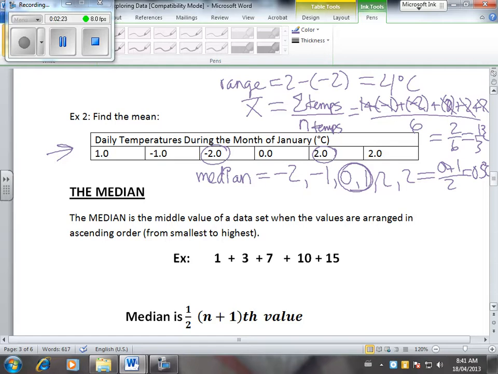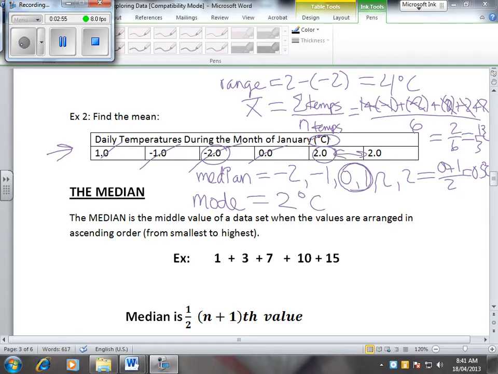And remember that every single time you give an answer in range, median, mode, mean, make sure you give it the same unit as the data has. And then mode would be what appears the most. So here, 1 only appears once, -1 only appears once, -2 appears once, 0 appears once, but 2 degrees appears twice. So my mode is 2 degrees Celsius. And so that is what we did last class.